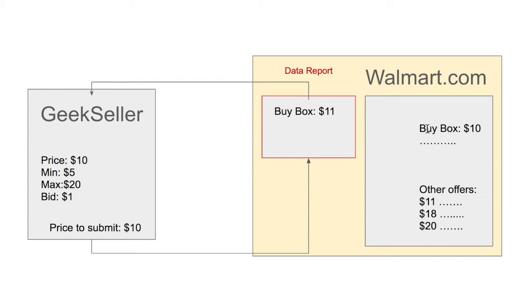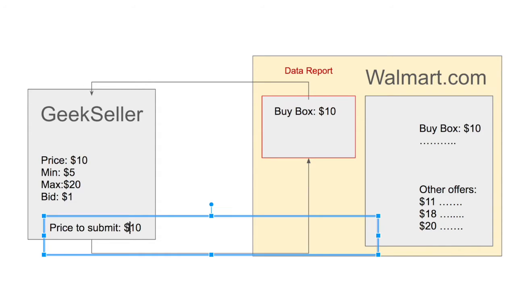So it doesn't really hurt the situation. We are just resubmitting the same price over and over again, just because we do not have information from Walmart about the current state of the product page. But at one point, finally, Walmart will change it to 10. So we will notice that, okay, we are the winner of the buy box, so we don't have to submit this $10 anymore.